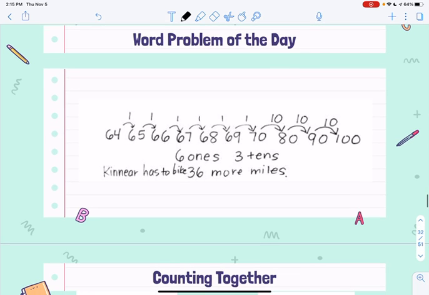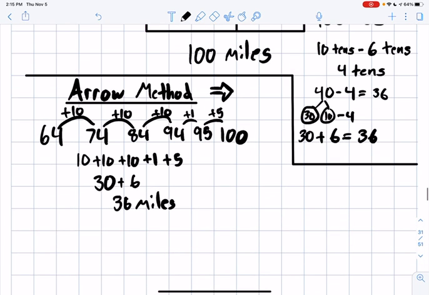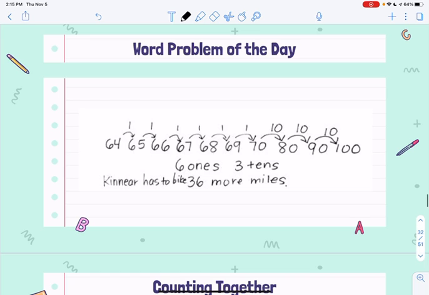Oh, and then they did the arrow method this way too, except they counted by ones until they got to 70, and then they counted by tens until they got to 100. So they had 6 ones and 3 tens. See, look how cool that is. I did it one way, and they did it the other, and we got the same answer. Whichever one's more comfortable for you, you're more than welcome to do.